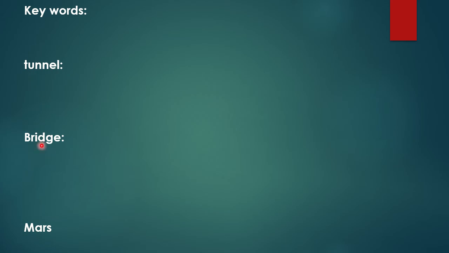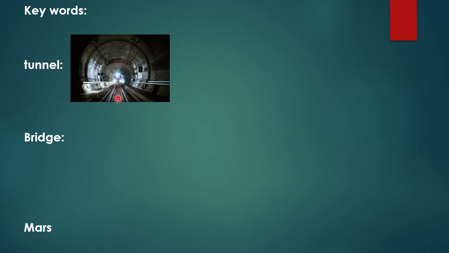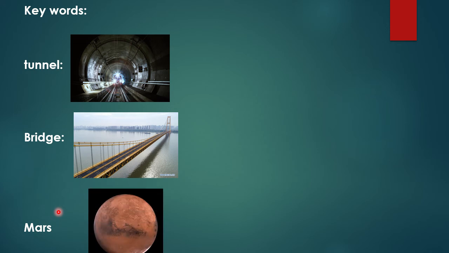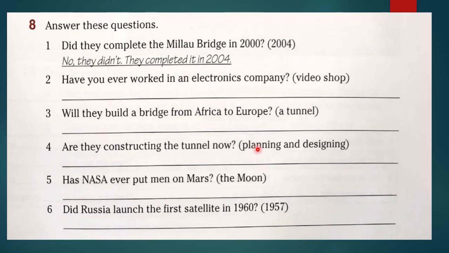Now, these are the key words of our lesson. The first word is tunnel. I think that you all know the meaning of tunnel. This is the tunnel. It's a big hole underground that trains or sometimes cars drive through. And the second word is bridge, and I think you all know bridge. The tunnel is underground. The bridge is over the ground, sometimes over the sea, as you see here, for cars or maybe trains. This is a bridge. And the last word is Mars. Mars is a planet. I think that you all know Mars. Yeah, this is the Mars planet. Okay. Now, Allahumma salli ala Muhammad.